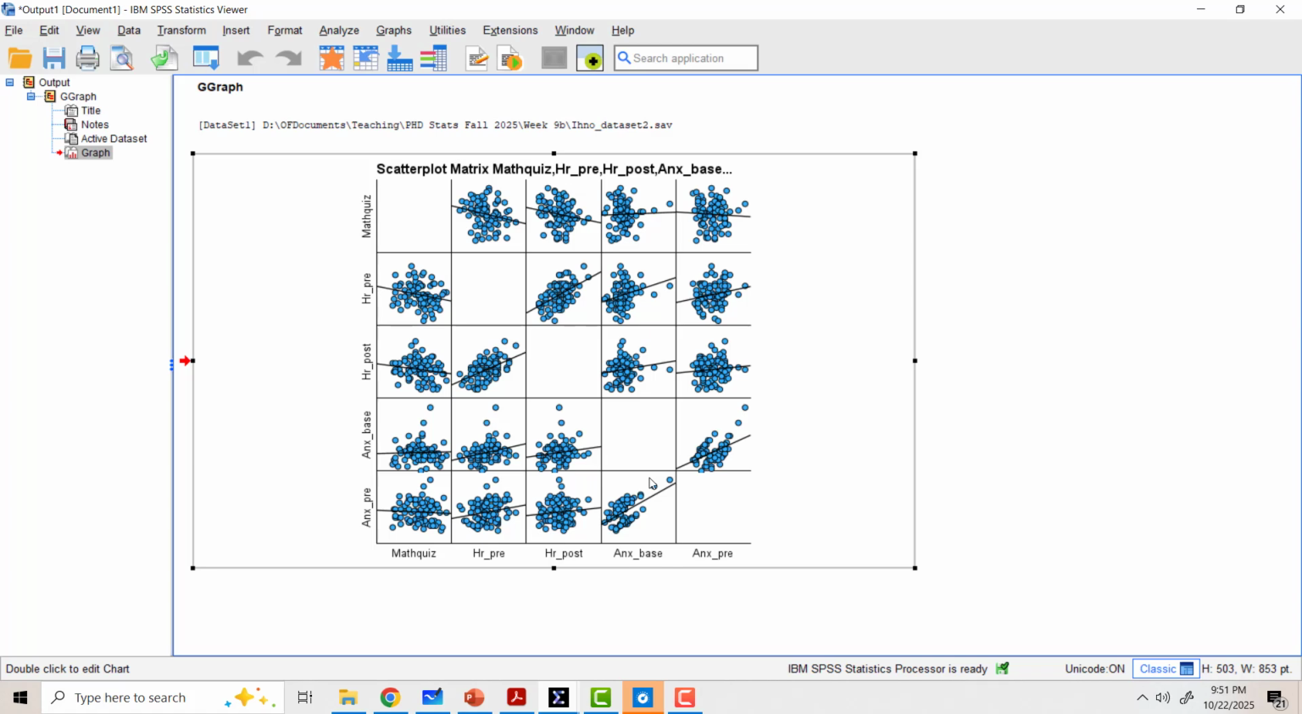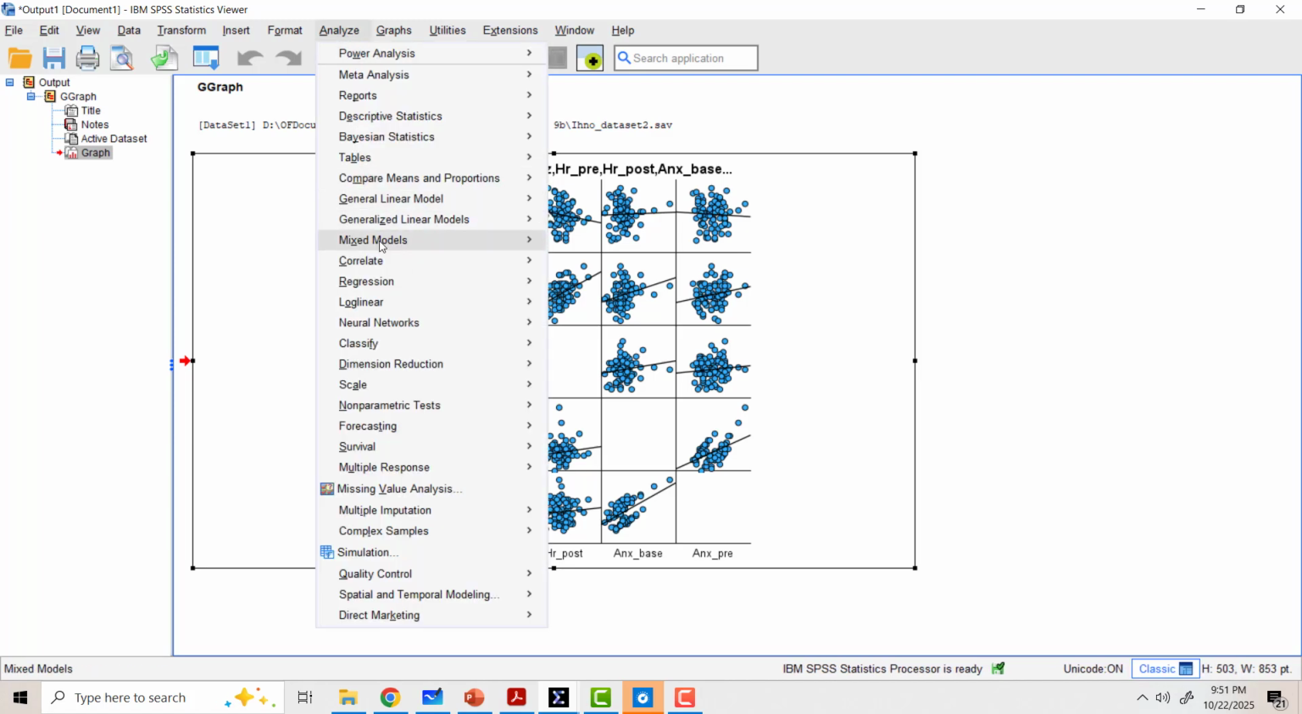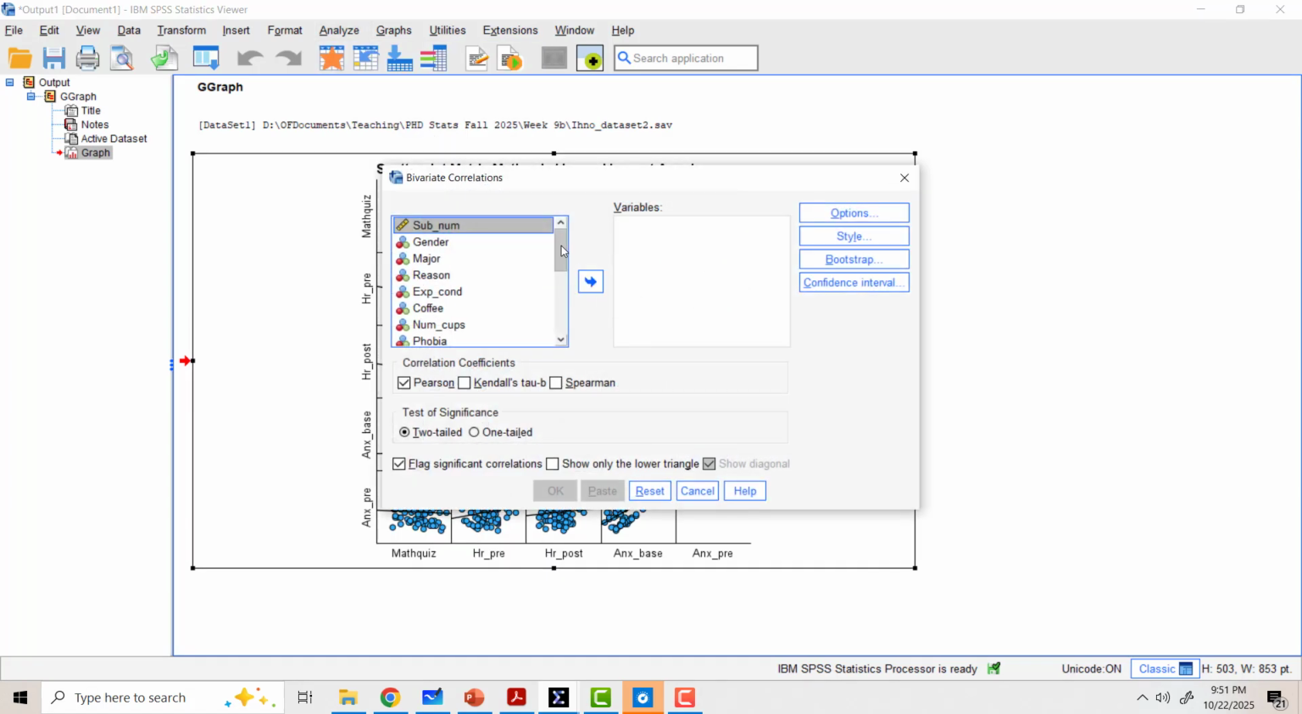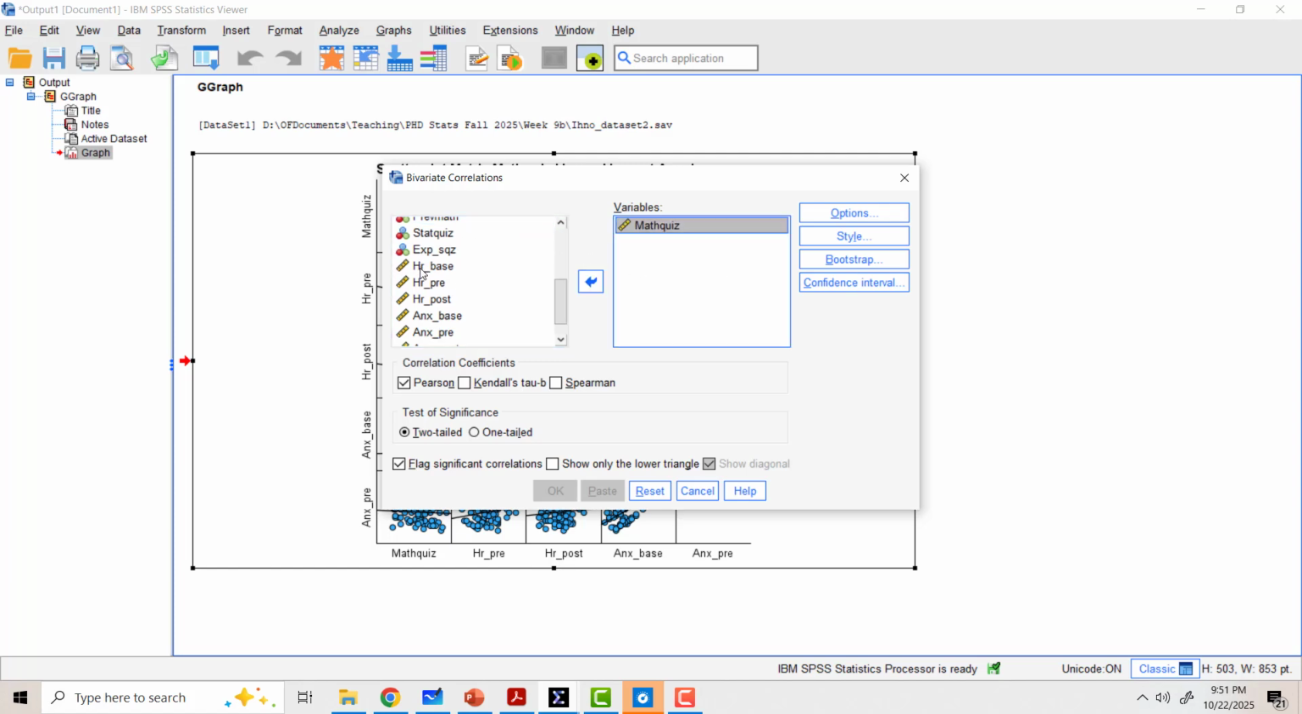So now what we want to do is calculate correlations for these variables. So we're going to go to Analyze, Correlate, Bivariate. Now it works a little bit like the scatter plot matrix. So we add the math quiz. We're going to add the same as before, heart rate pre and post, and also the first two anxiety metrics.